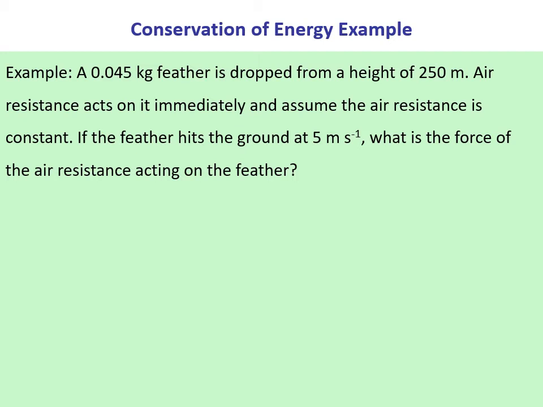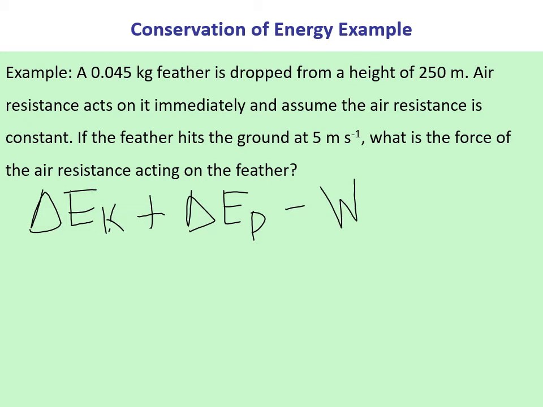So to solve this problem, we can use our generic conservation of energy equation, which states that the change in the kinetic energy of the feather plus the change in the gravitational potential energy of this feather minus the work done by any external forces, in this case the force of air resistance, which I'm going to call drag, minus the work done by drag, set that all equal to 0. I will expand now on this change in kinetic energy.